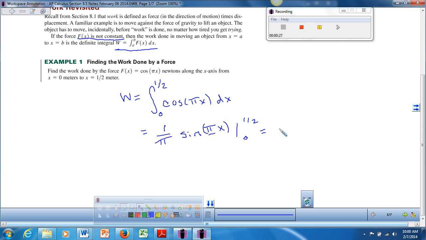Alright, 1 over pi times sine of pi half minus sine of 0. And we get our 1 over pi, and what are the units? Meters, also known as joules. Alright, easy enough.